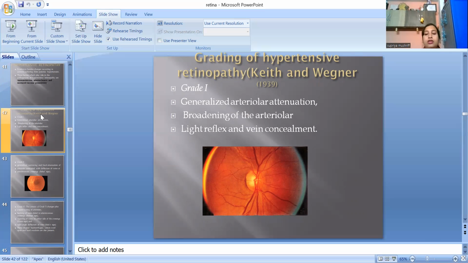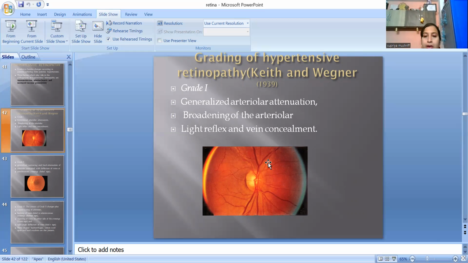Hence, the importance of hypertensive retinopathy and diabetic retinopathy screening is very important nowadays, because hypertension and diabetes are very prevalent among the population. So, what is the grading of hypertensive retinopathy given by Keith and Wegener? First grade, grade 1: generalized arterial attenuation.